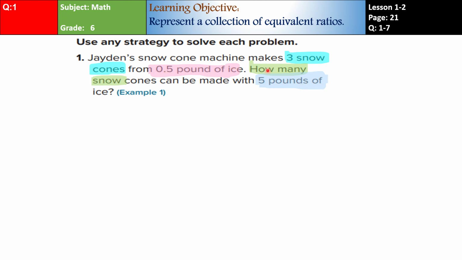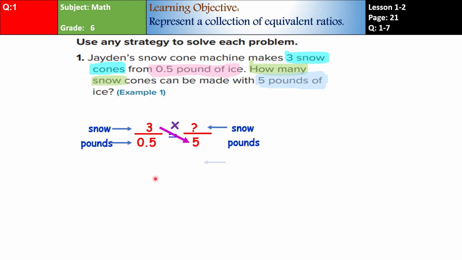Jaden's snow cone machine makes 3 snow cones from 0.5 pounds of ice. How many snow cones can be made with 5 pounds of ice? So first we will see what is given, 3 snow cones and 0.5 pounds of ice. We have to see how many snow cones can you make if you have 5 pounds of ice. There are two methods. First we will do cross multiply, that is 3 multiplied by 5 divided by 0.5, that is 15 over 5.